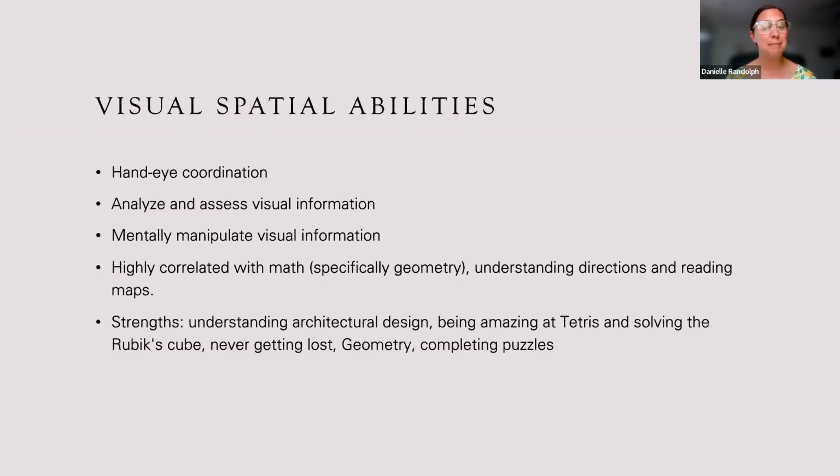Understanding directions and reading maps. So knowing where you are in space and where is north, south, east, west, where are we going? Again, not a great strength of mine. But if this is a good strength of yours, then usually understanding architectural design is something that you're good at. Again, engineers have good visual spatial abilities. Being amazing at Tetris and solving the Rubik's Cube, never getting lost. Again, geometry mathematically is a good alignment with visual spatial abilities and completing puzzles.